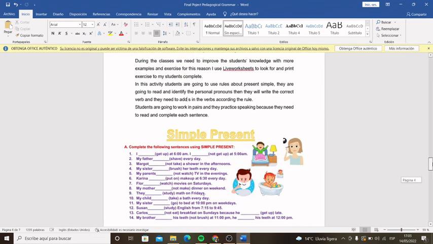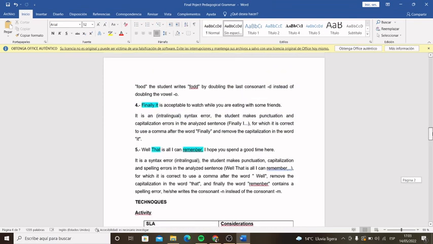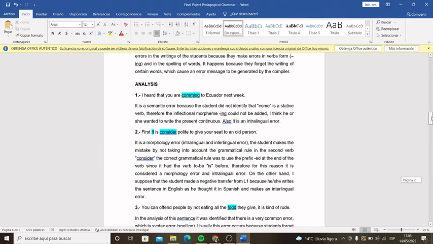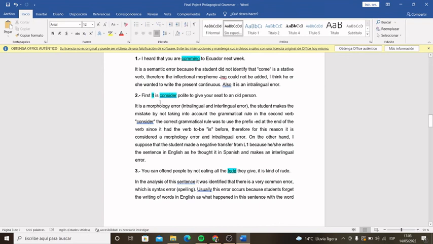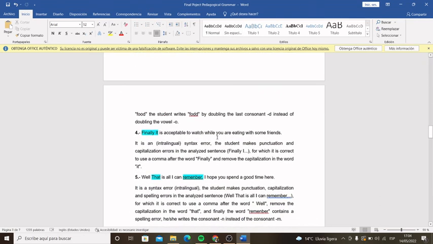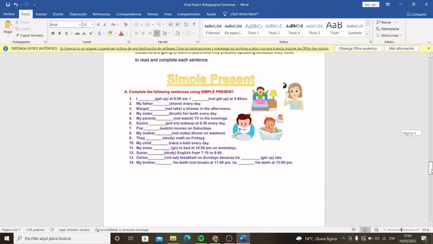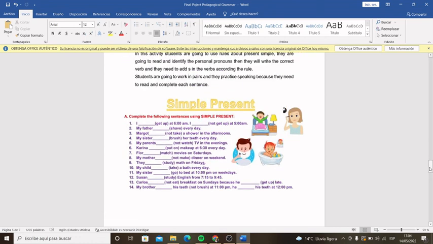In this activity, I chose this activity because we can find some errors about the present simple. Also, the spelling of some words, for example, coming, consider, also food, you can see in here. For this reason, we, Abby and me, chose these activities because we think that these activities are very important for students to improve their language and use it in a correct way.